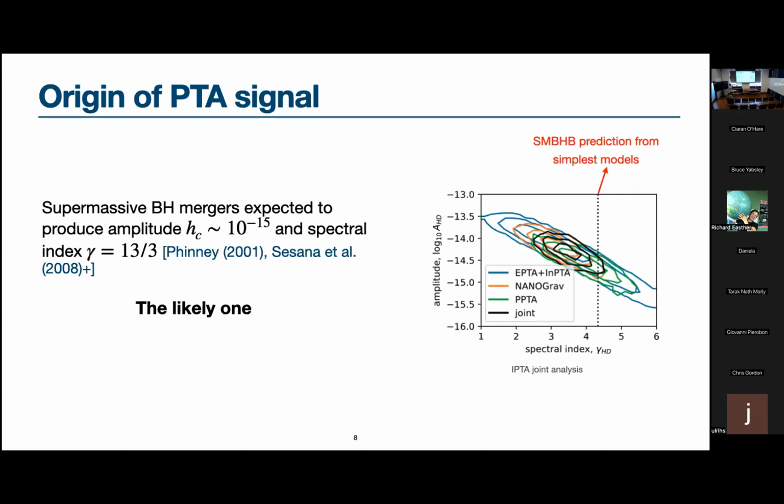The most likely contender, and the one we expect, is the supermassive black hole binaries, because this is expected to have an amplitude which is roughly in the ballpark of what has been detected, as well as the spectral shape. And this was calculated quite a while ago to have these properties. Although there are minor hints of, perhaps one could say, tension with the predictions of the simplest models, it's too early to say anything, I would say.